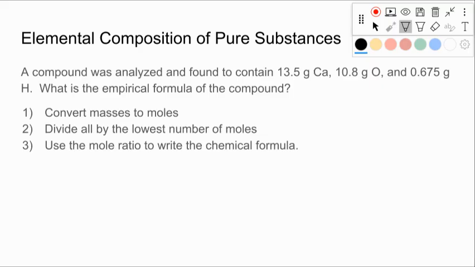So my first thing is to convert my masses to moles. My second thing is divide all the numbers by the lowest number of moles. And then my third one is to use the mole ratio to figure out the chemical formula.